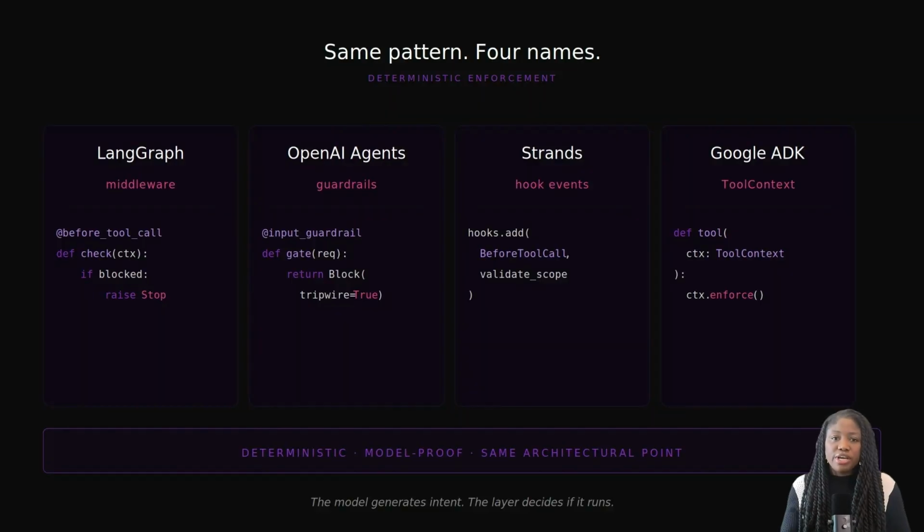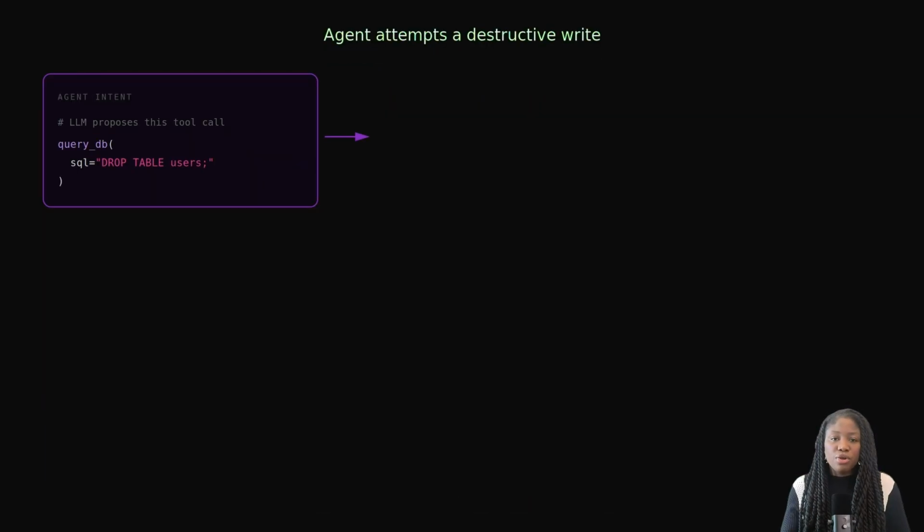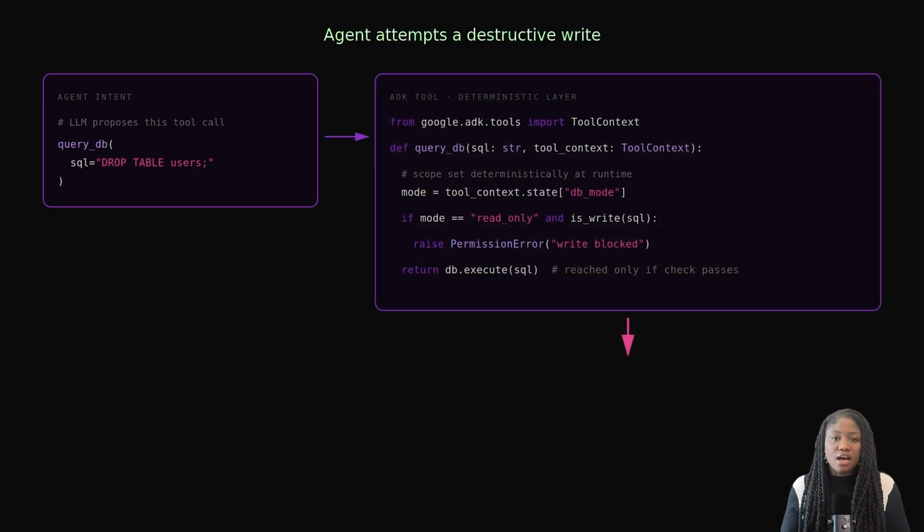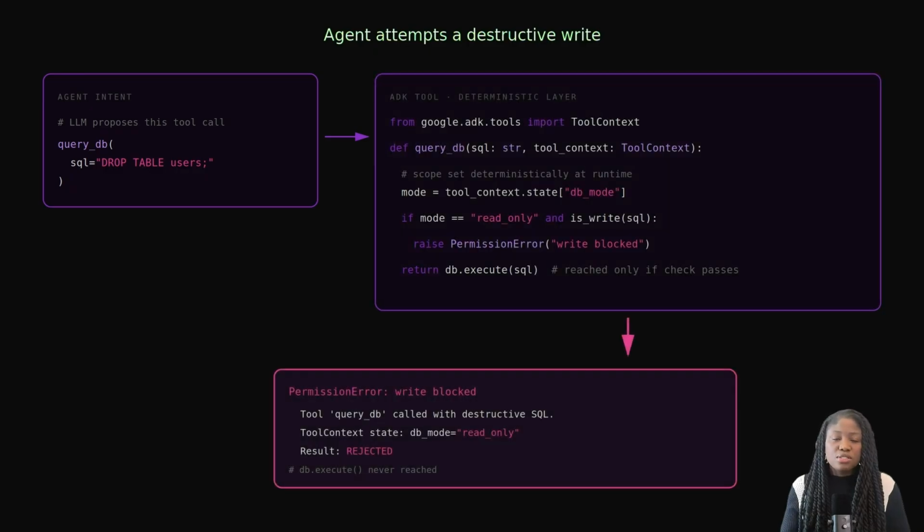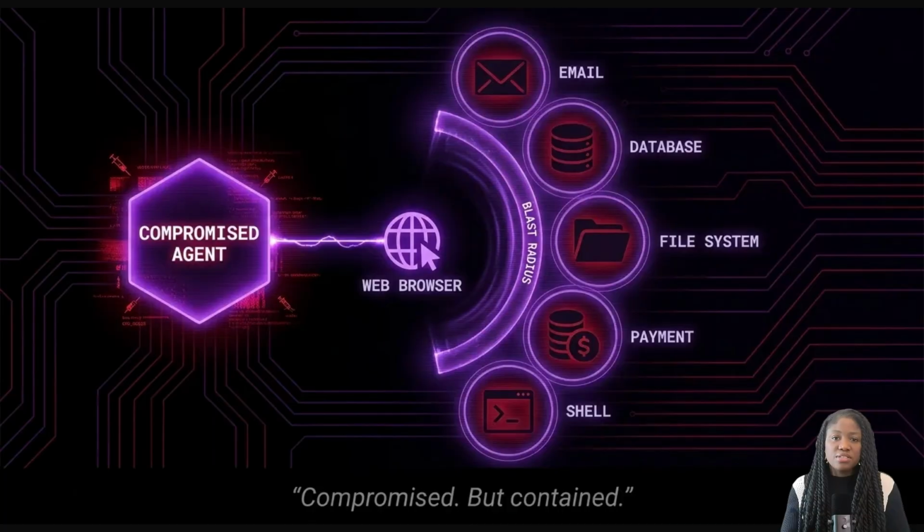If the agent tries to execute a drop on a read-only context, it gets a hard error. Now, this doesn't stop the injection attack from my last video. The agent still reads the malicious page, but at least it limits the blast radius. Even if the agent gets compromised, the worst it can do is fetch a web page. It can't email your credentials or write to your database.